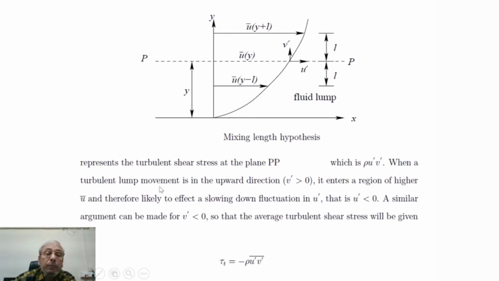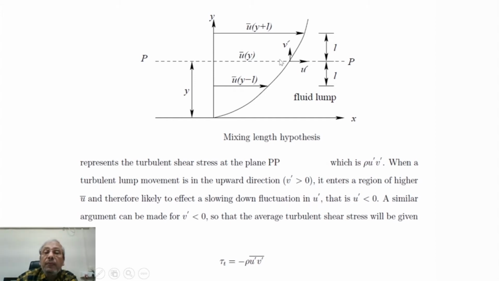When a turbulent lump moves in the upward direction, that means v' is the fluctuation, and if it is in the upward direction, we can write v' greater than 0. It enters the next layer, a region of higher u bar, because of the variation of u bar, the mean velocity profile. So it enters a region of higher u bar and is therefore likely to affect a slowing down fluctuation in u'.